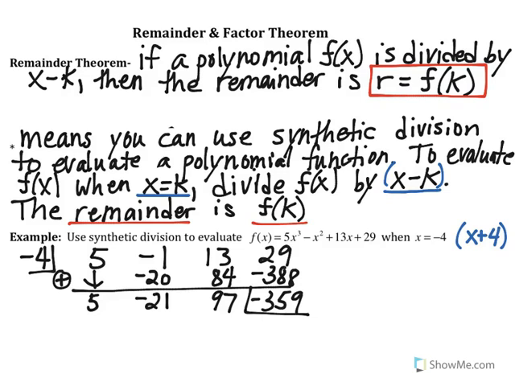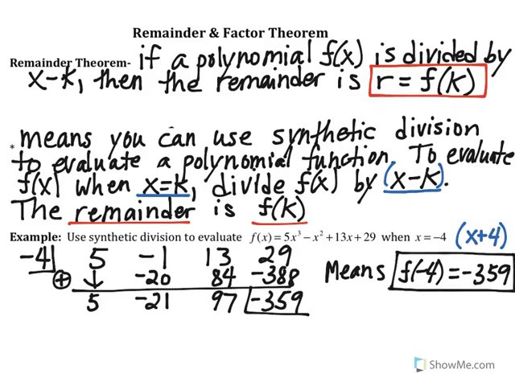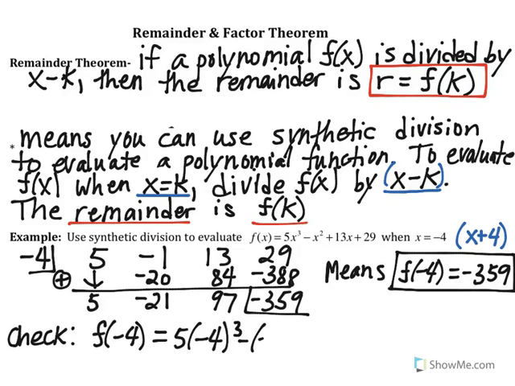That's the remainder, which seems kind of huge, but what it means is f of negative 4 equals negative 359. You want to check it, although you don't have to do this. This is just to show you that it does come out with the same result. You can plug in negative 4 to the function. And then you can also see here which way is faster.